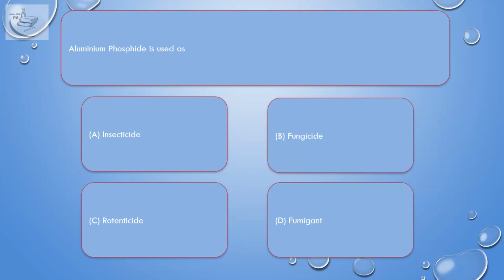Question: aluminium phosphide is used as A. Insecticide. B. Fungicide. C. Rodenticide. D. Fumigant. Correct answer is A. Insecticide.